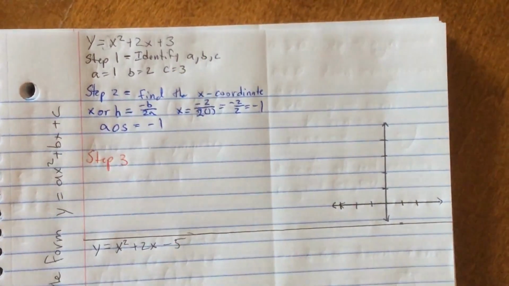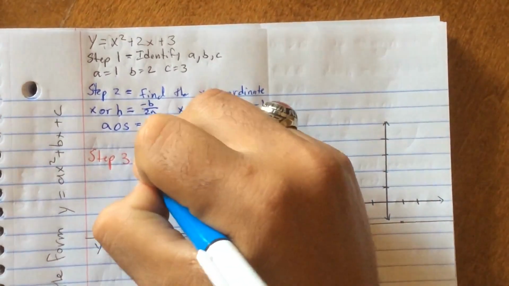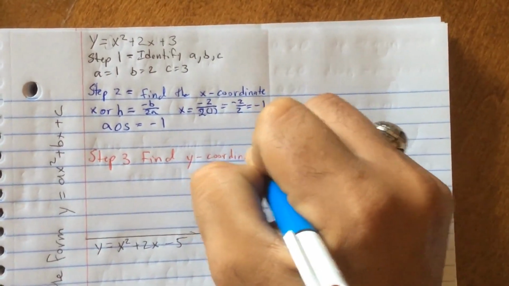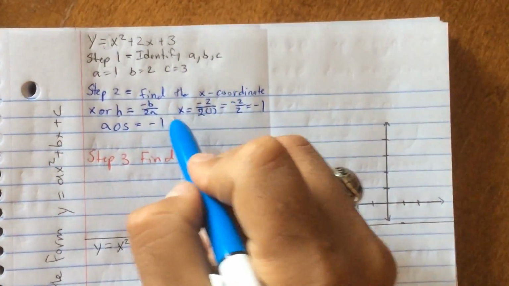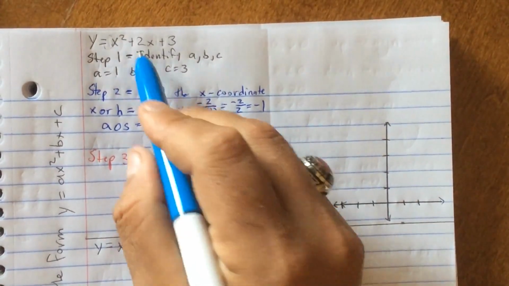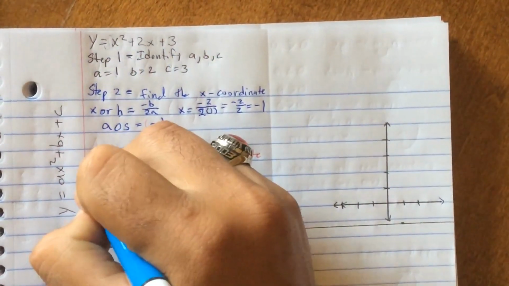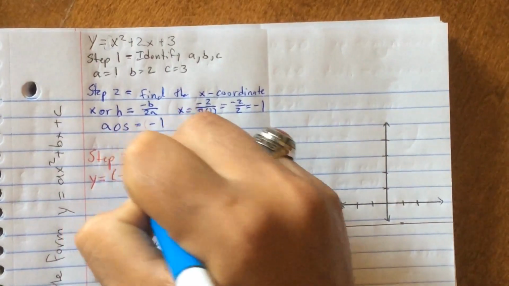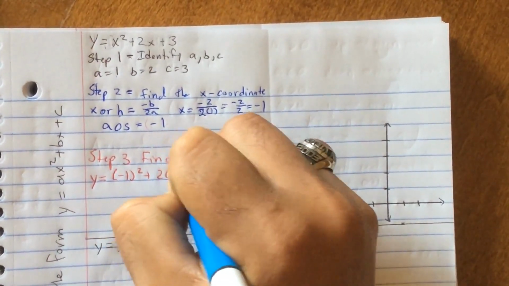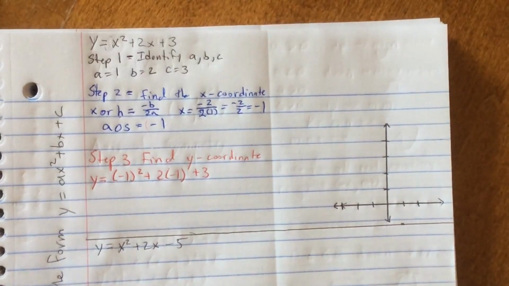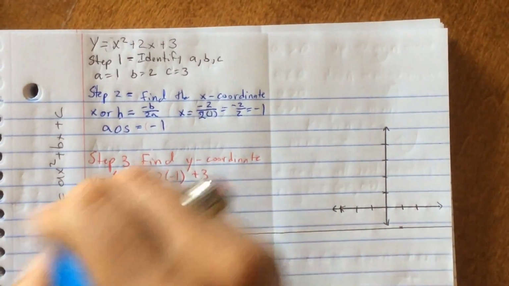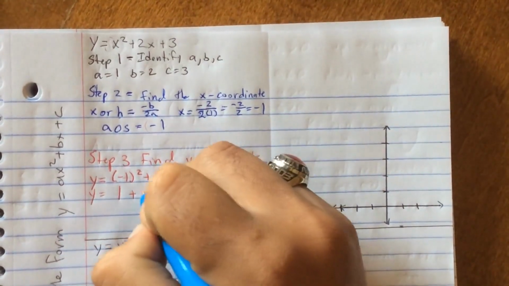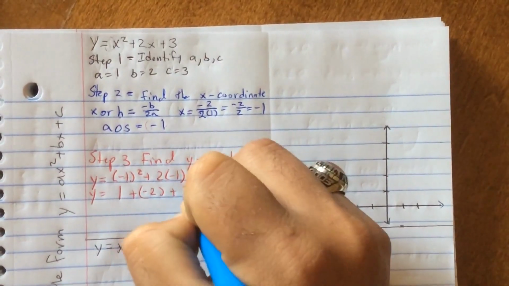Step 3 is going to be to find the y-coordinate. In order to do that, we're going to plug our x-coordinate into the equation, in place of our x's. So we're going to have y is equal to negative 1 squared plus 2 times negative 1 plus 3. Now we're going to solve for this. Negative 1 squared is just 1, plus 2 times negative 1 is negative 2, and then plus 3.